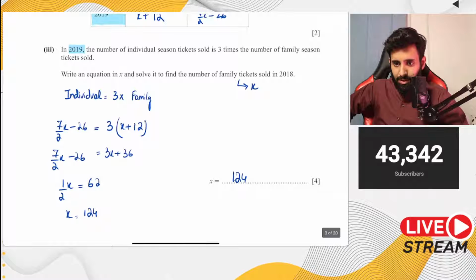Sir, quick question. Instead of using tracing paper, can I use A4 paper as I was still able to do the question of rotation symmetry? Do you think they'll allow you to take A4 paper? I mean, tracing paper is officially allowed. I can't say anything about A4 paper.